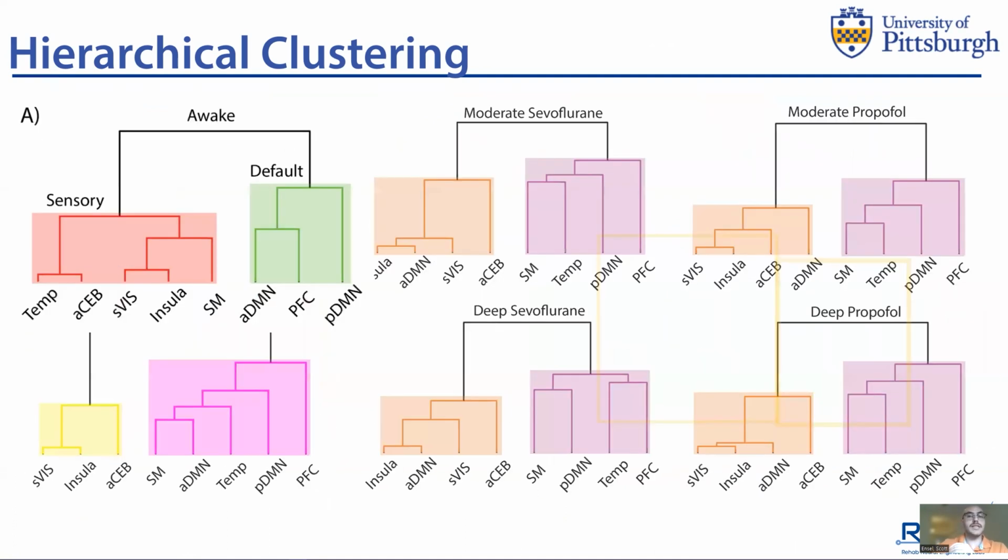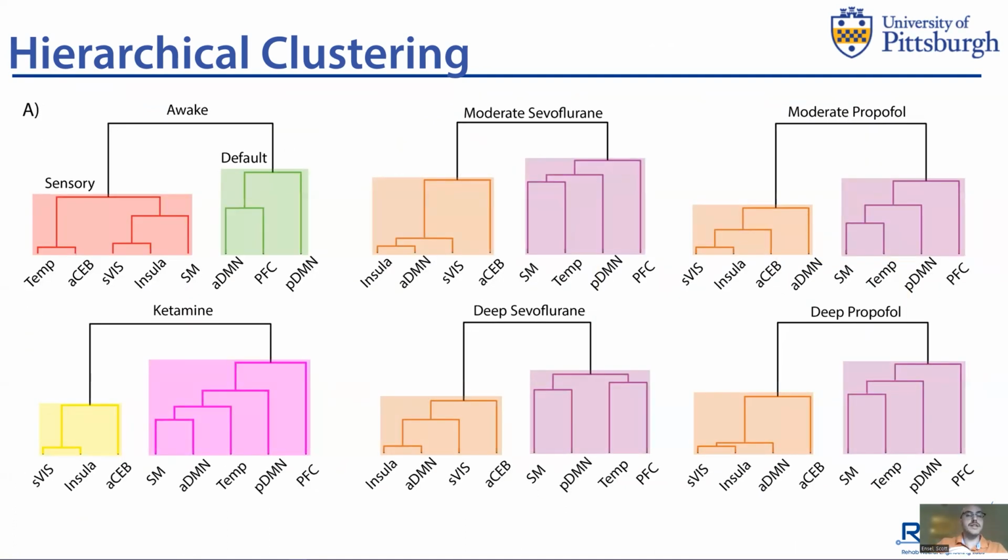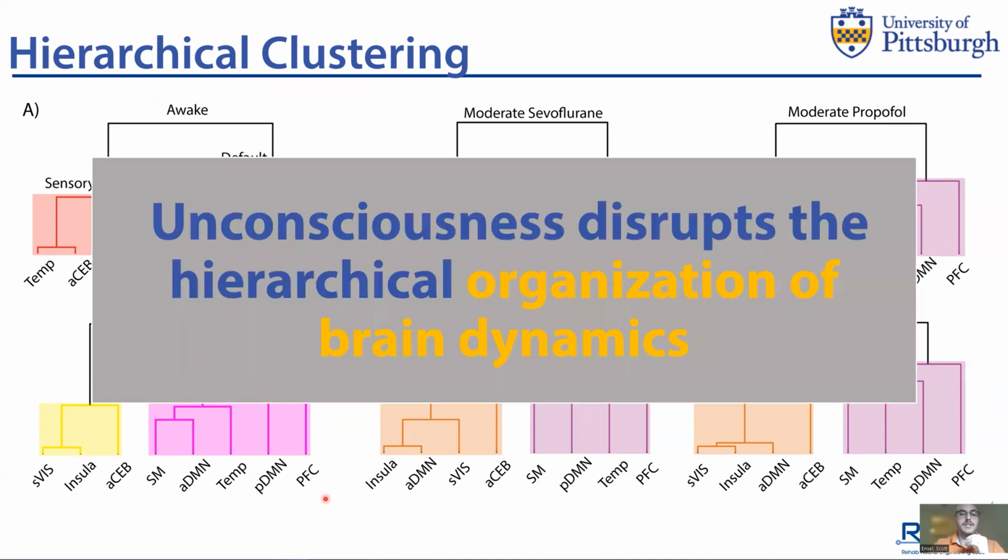Now, to look at this in the other conditions, interestingly, this division was not preserved during the anesthetic conditions. Except for ketamine here, the anterior and the posterior DMN were split into two different clusters, further supporting the strong dynamical dissociation of the DMN into subnetworks, which can only be captured with the ICAP framework. So unconsciousness is disrupting this hierarchical organization of brain dynamics.